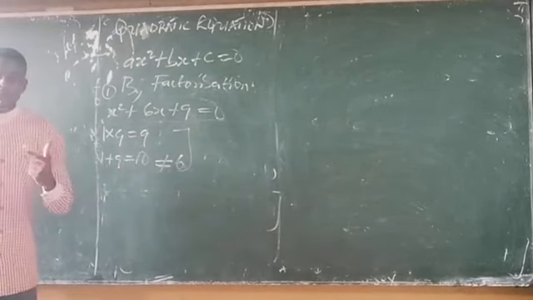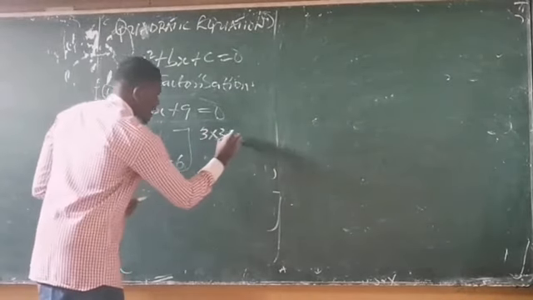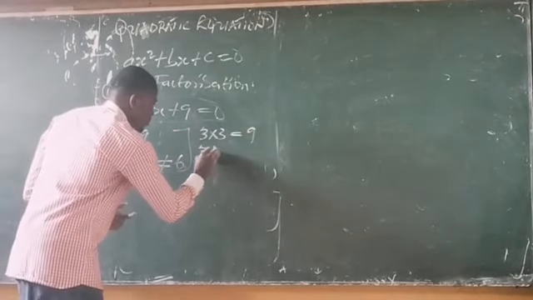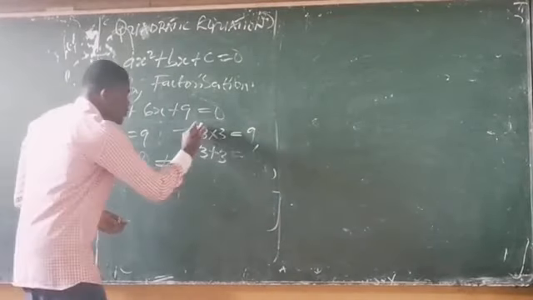Another number that can give us 9 is what? 3 times 3. And 3 times 3 is equal to what? 9. Also, 3 plus 3 is equal to 6. So it means we can now use these 2 numbers.